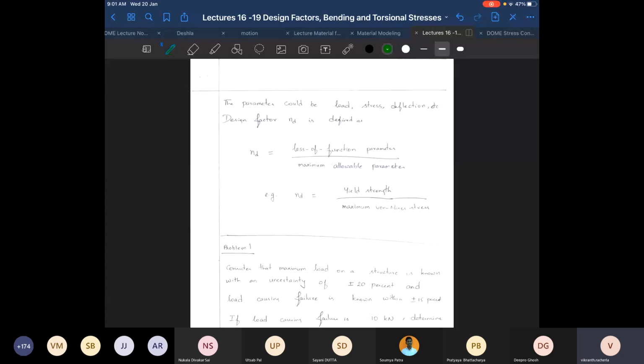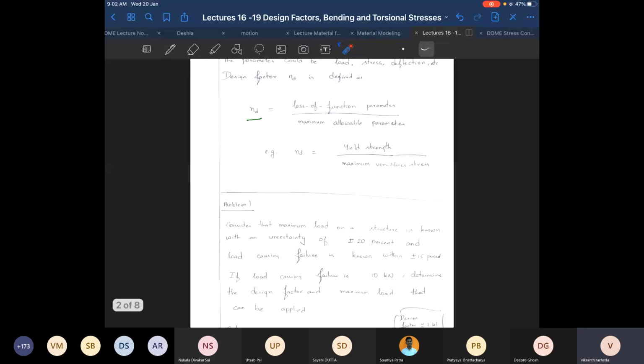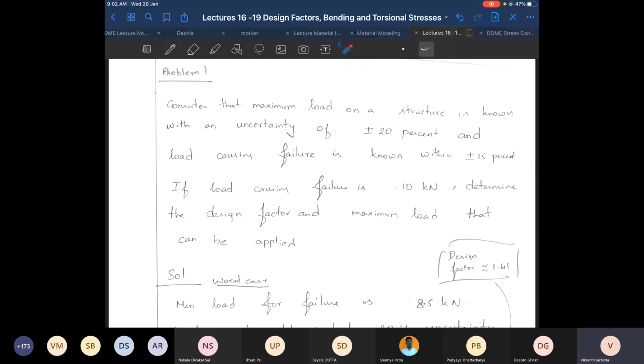Only in this class I'll be calling it design factor, safety factor again and again, but as such within the course I will stick to the design factor terminology. Design factor is defined as loss of function parameter divided by maximum allowable parameter. So for example, it could be the ratio between yield strength of the material and the maximum von Mises stress. Let us consider a simple example in order to understand this.